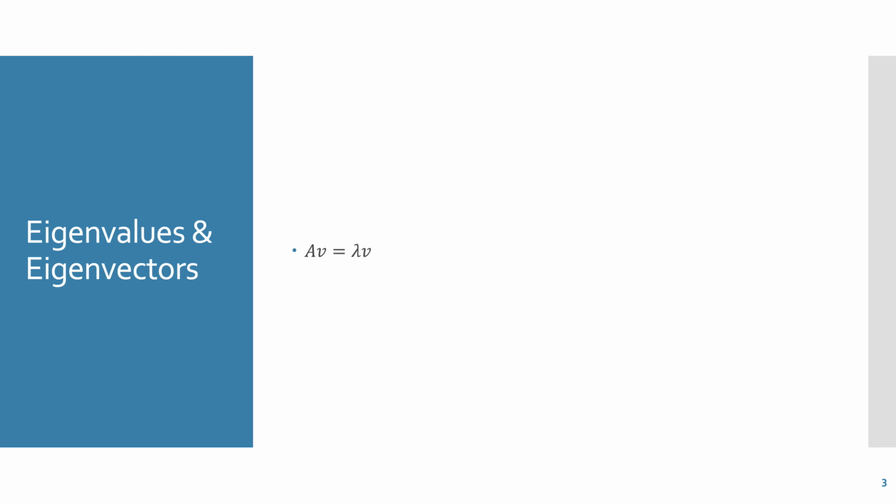First, let's review eigenvalues and eigenvectors, as they're essential for PCA. Remember that an eigenvector and an eigenvalue correspond to a matrix. They don't just exist on their own. A matrix has eigenvalues and eigenvectors. And a vector V is an eigenvector of a matrix A if A times V is equal to a scalar times V. That scalar is called an eigenvalue, and it is represented by lambda.